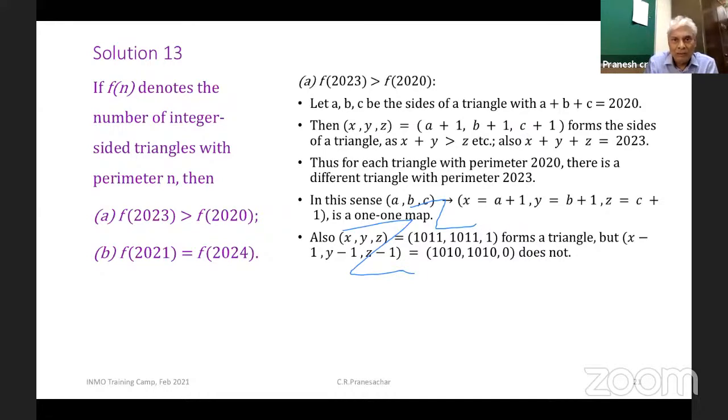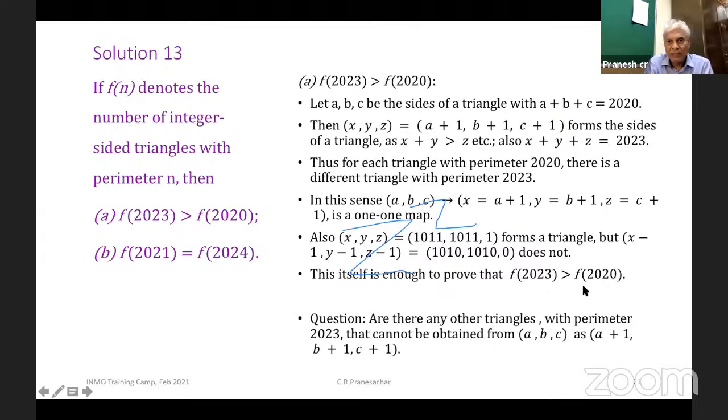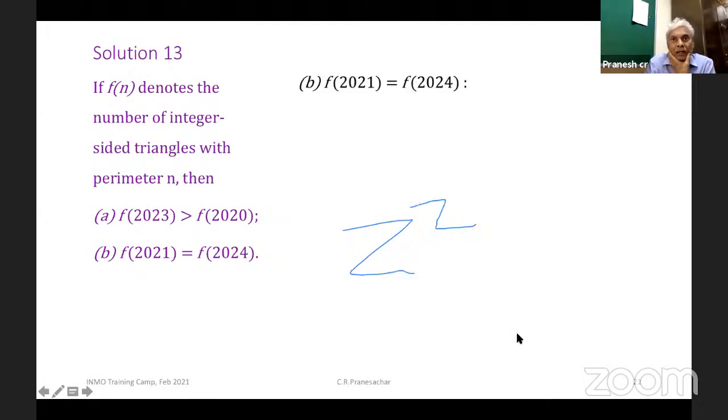Okay. So now let's go to the next. Since we found one triangle, this itself is enough to prove that 2023 is greater than 2020. Okay, we go to the next part. This was my question, so we have already answered that. Now we prove the equality here.